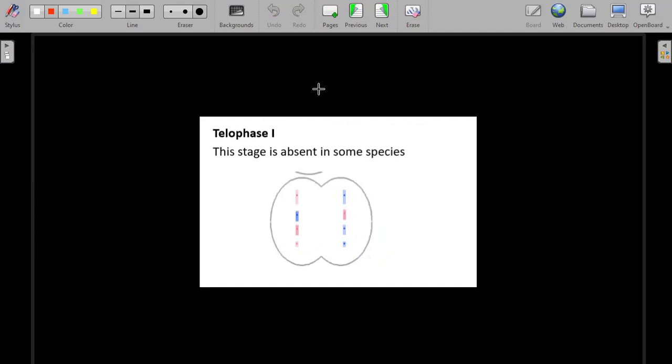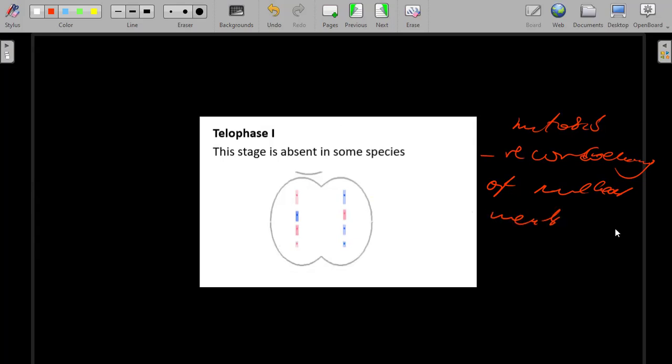This is not going to happen in some species, okay? But just like we discussed in telophase of mitosis, here you are going to see the occurrence of your nuclear membrane. But this is not going to happen in some species.